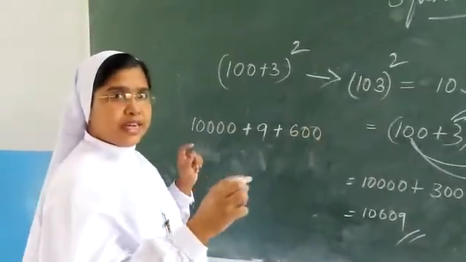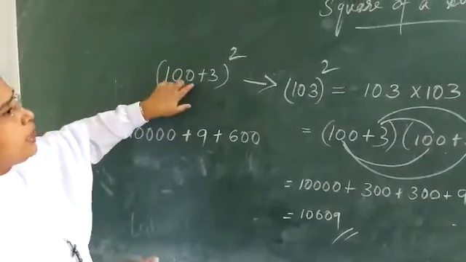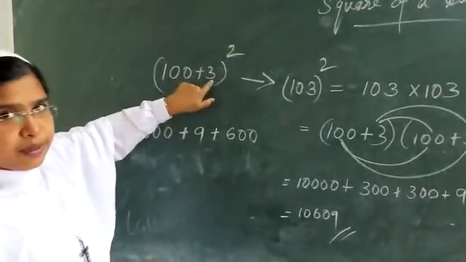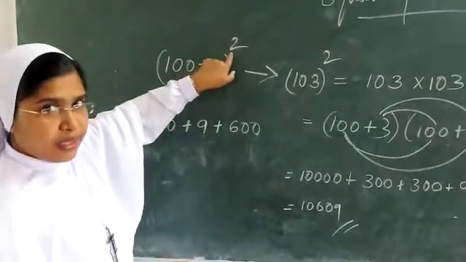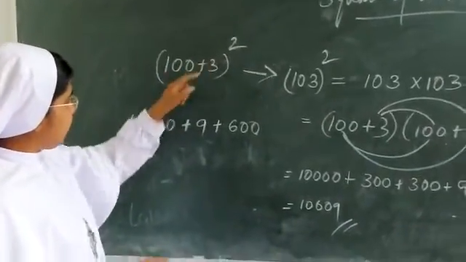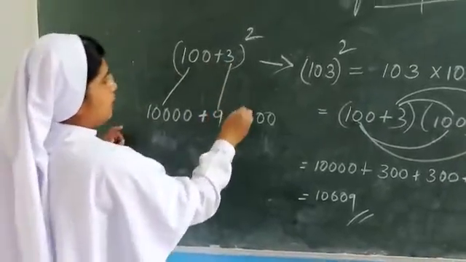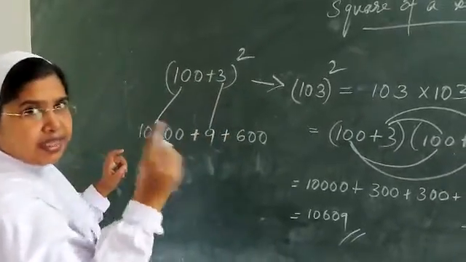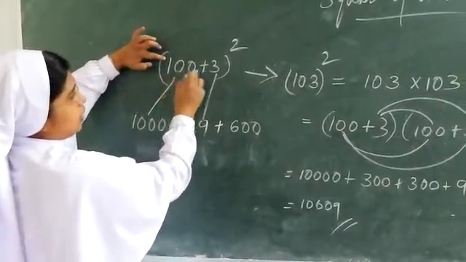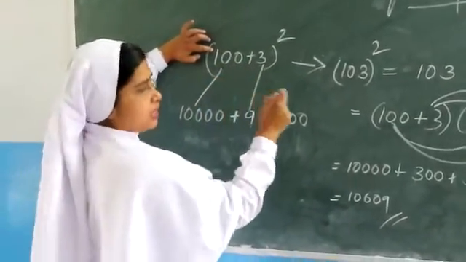So according to the general formula I am telling, the square of the sum of two positive numbers, these are two positive numbers. How will you find the square of that? We have to find the square of each number, the square of this one and the square of 3, plus twice their product. The product of these is 100 into 3, 300. Twice their product means 600.